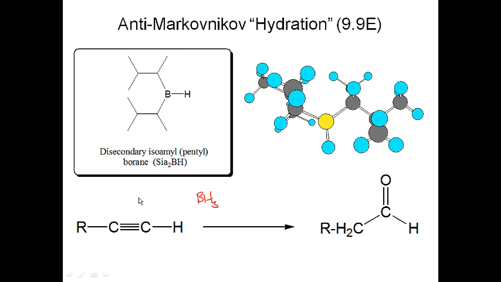So what they did was they said, well, we can't make a triple bond more sterically hindered or increase the difference in steric hindrance in a triple bond. So what we'll do is let's make the boron more sterically hindered. And so what they came up with is this molecule called SiA2BH. Its name is disecondary isoamyl borane. The borane part is the boron attached to the hydrogen.